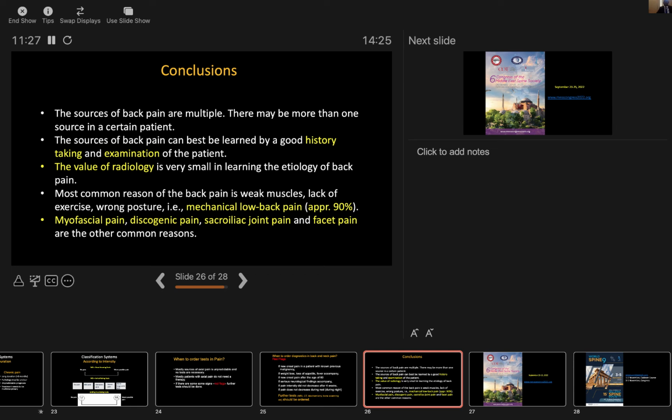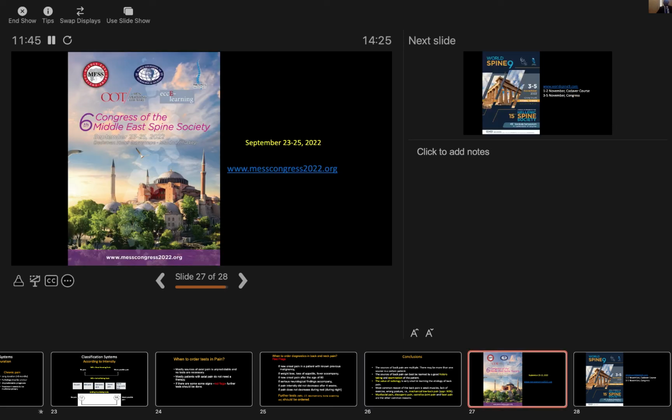Most common reasons of back pain are weak muscles, lack of exercise, wrong posture. That means mechanical low back pain, and most of the patients are like that. Myofascial pain, discogenic pain, sacroiliac joint pain, and facet pain are the other common reasons of the pain. Thank you for your attention.